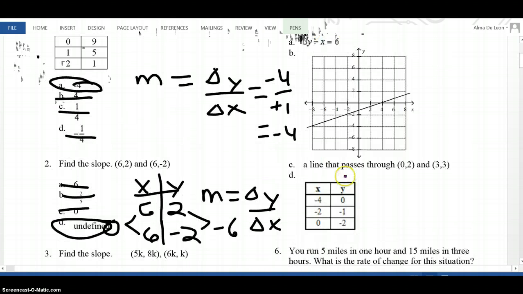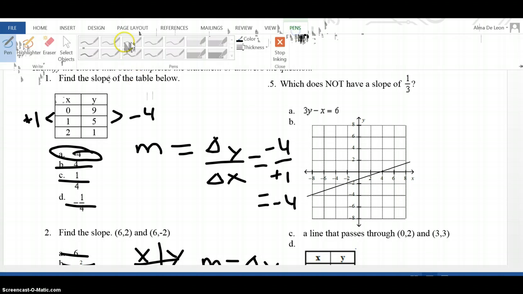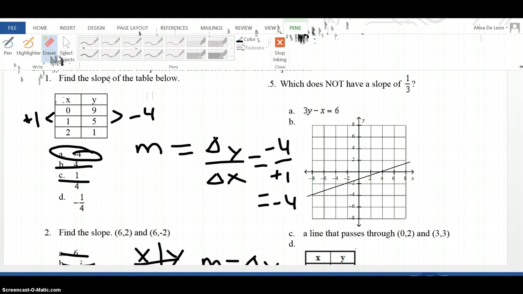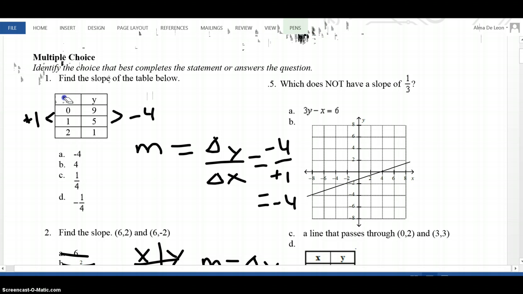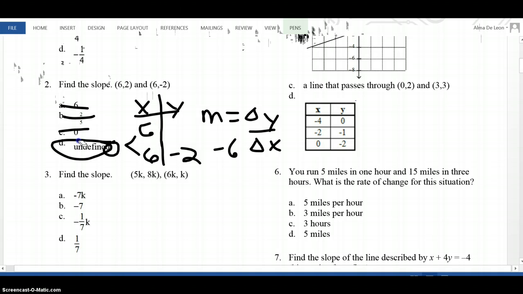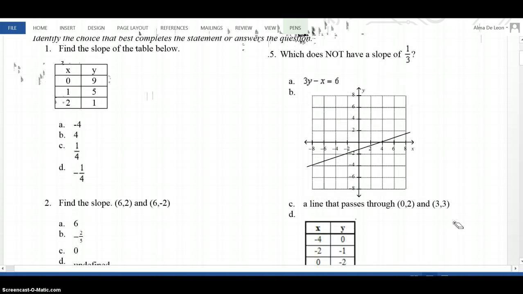Number 5 is a bit long. Number 5 is one of those problems that we probably worked out before we took the test. And basically we have to use every single method that we know of finding slope to figure out what the answer is here. It's pretty easy, it's just a little bit long. So we're going to start with A.